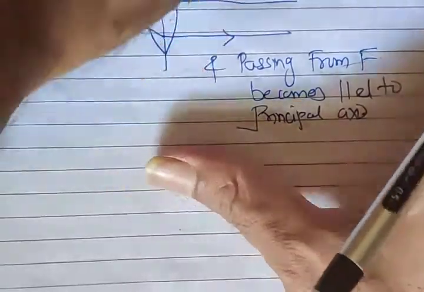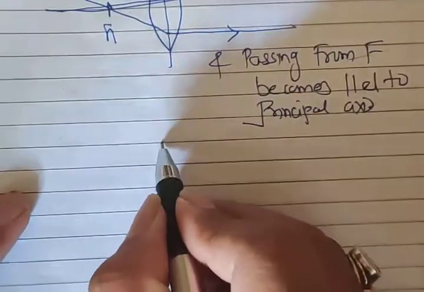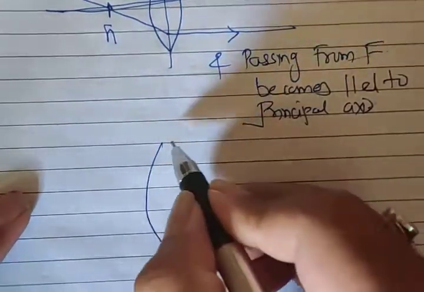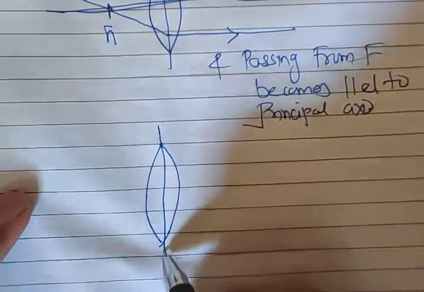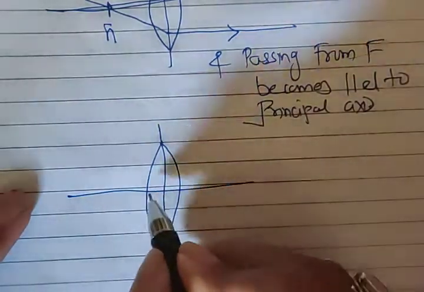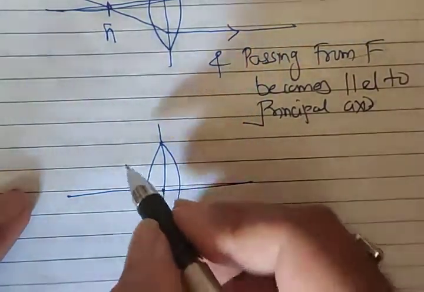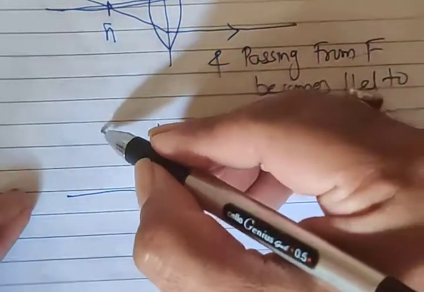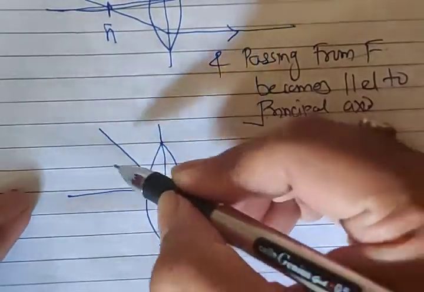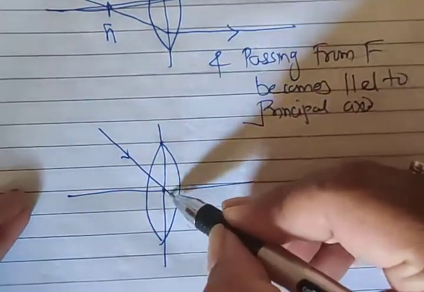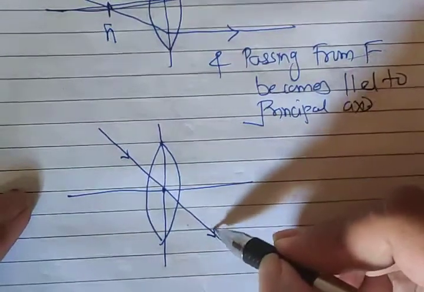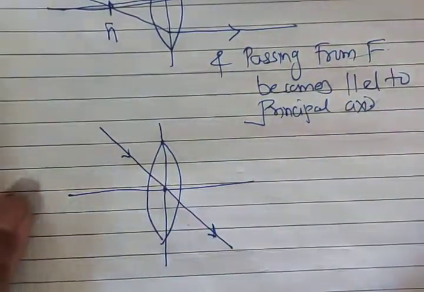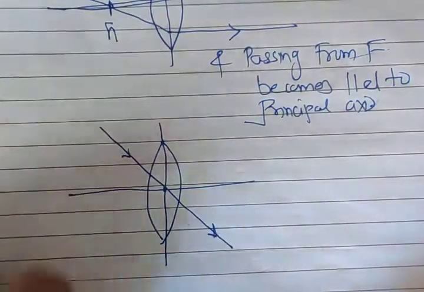Third, which we are already aware of, the center, this particular part: any ray which is traveling from here is going to pass from here only. So this is called ray number 3.